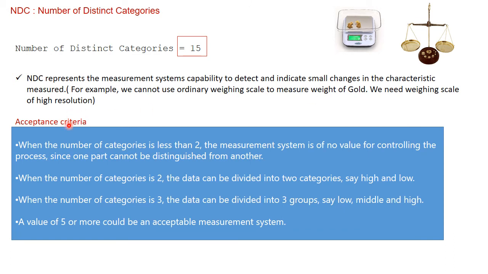Now, acceptance criteria. Here, if you can see, when the number of distinct categories is less than 2, the measurement system is of no value for controlling the process, since one part cannot be distinguished from another. When the number of categories is 2, the data can be divided into two categories, say high and low. When the number of distinct categories is 3, the data can be divided into three groups, say low, middle, and high. And a value of 5 or more could be an acceptable measurement system.